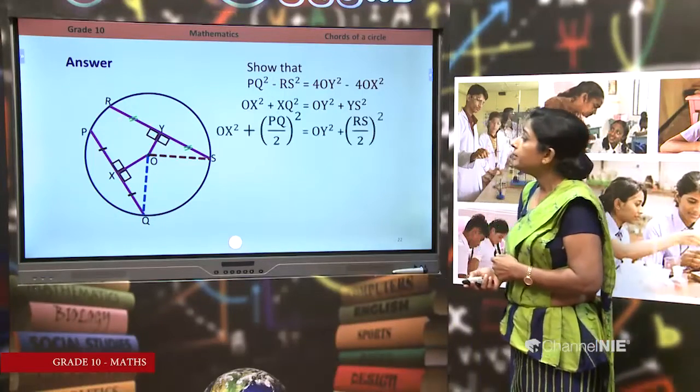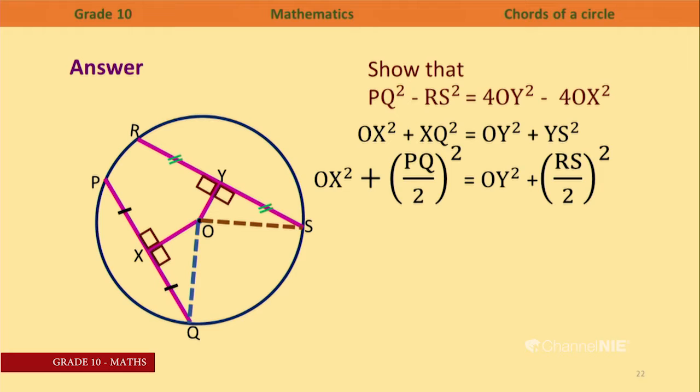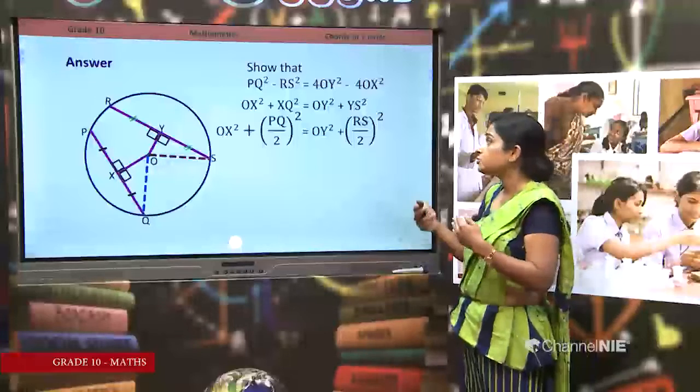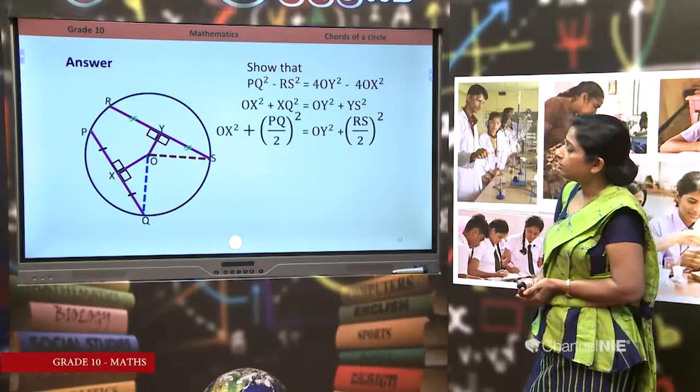So, how is it coming? OX squared plus, instead of XC squared, we can substitute half of PQ, and we should put the square root of that, half of PQ, equals OY squared plus RS over 2, that means half of RS, and get the square root of that. How do we solve this?